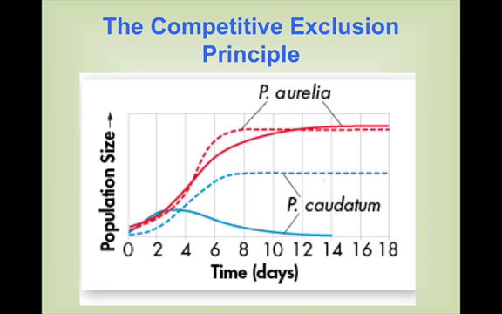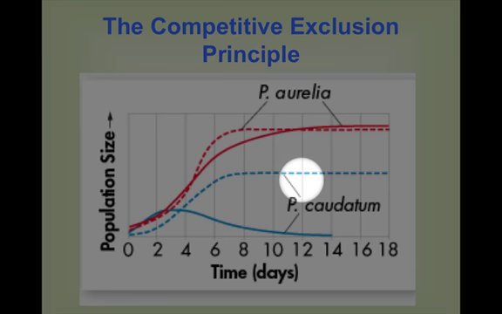Here's an example of the competitive exclusion principle. These are two different strains of paramecium. The dotted line is when they were grown all on their own, and you can see that line right here. Blue was grown all on its own in optimal conditions. Notice that its population went up. It has this very characteristic S-shaped curve that we'll talk about later, and it survived just fine.